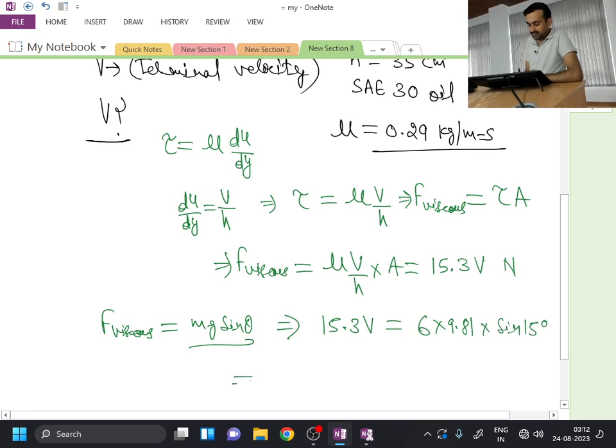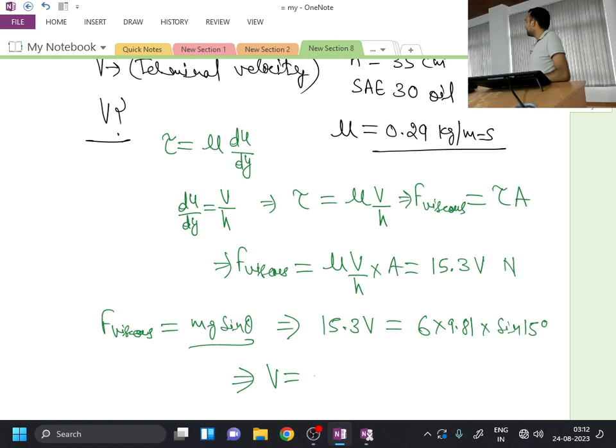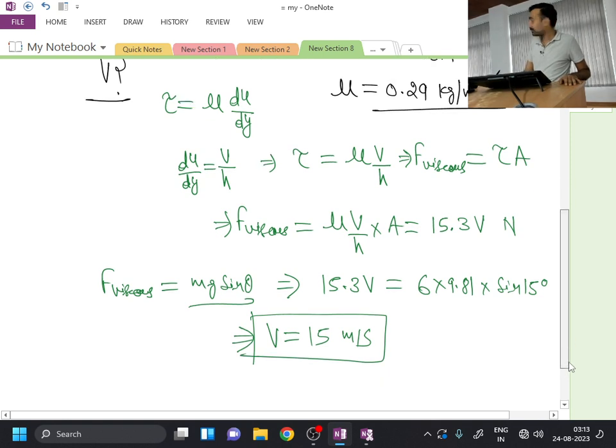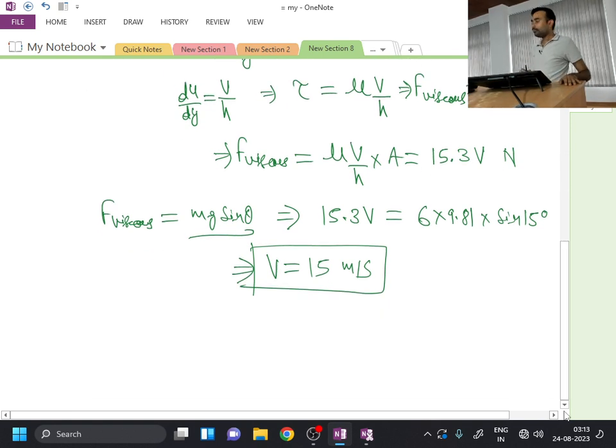Can you tell me how much is the final velocity? What is the final value of the velocity? Is it 15 meter per second? Okay, so velocity of the block will be 15 meters. Fine.